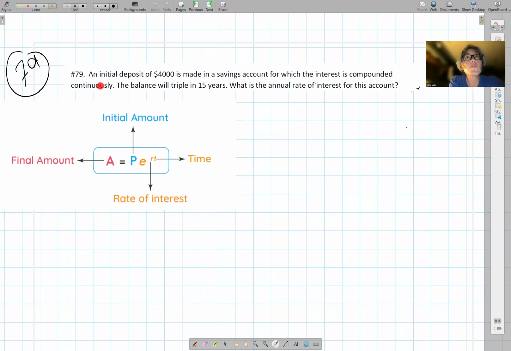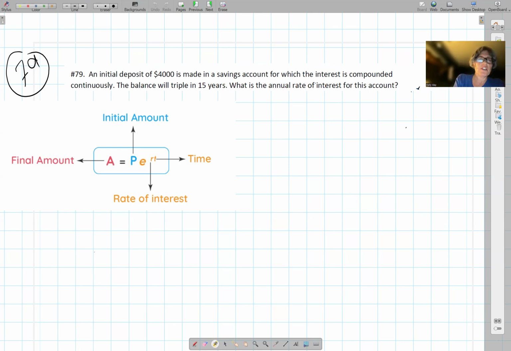It says here for number 79, an initial deposit of $4,000 is made in a savings account for which the interest is compounded continuously. That's important. The balance will triple in 15 years. What is the annual rate of interest for this account?